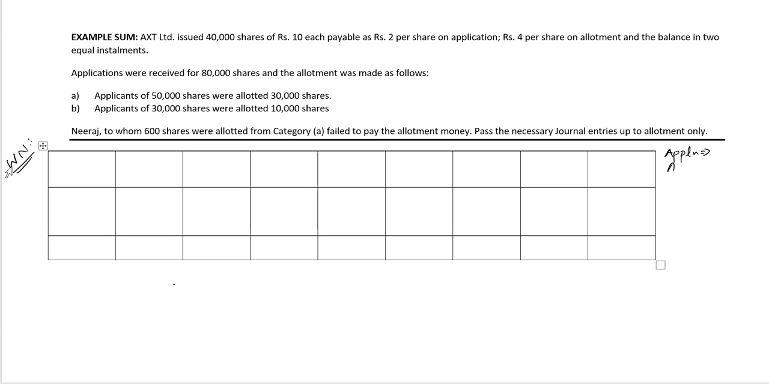Application, allotment, first call, and the final call. Issues at par, and the face value is 10 rupees. So the issue price is also rupees 10. Amount is payable rupees 2 on application, 4 on allotment, and the balance in 2 equal installments. So the balance is 2 rupees first call and 2 rupees final call.